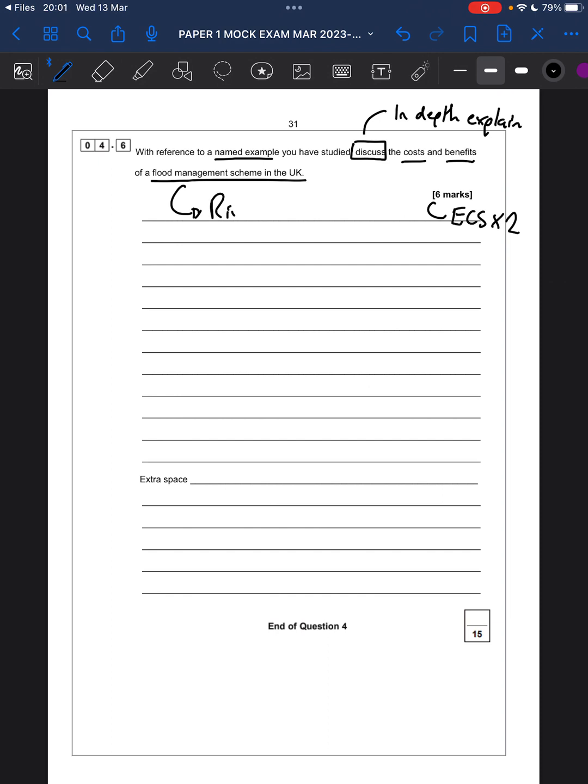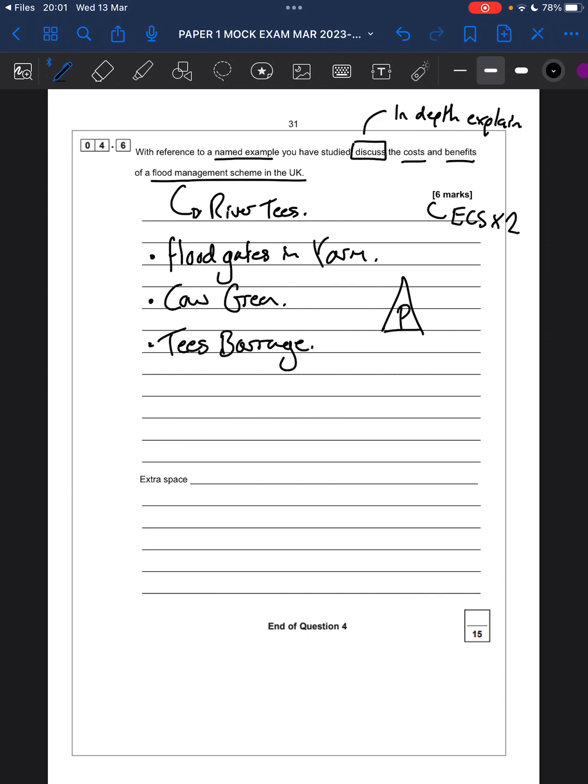Our flood management scheme will basically be areas along the River Tees for my guys. So here, for example, I'm thinking, right, well, what can I talk about here? Well, I could talk about floodgates in Yarm. Okay. I could talk about Cow Green Reservoir. I could talk about the Tees Barrage. But just remember that pyramid mentality. You know, if you don't remember Yarm, Cow Green, Tees Barrage, if you give kind of really basic stuff, like you could build floodgates, you could build a dam.